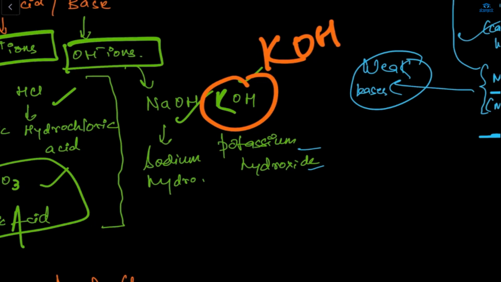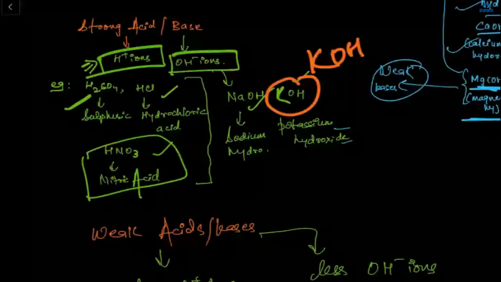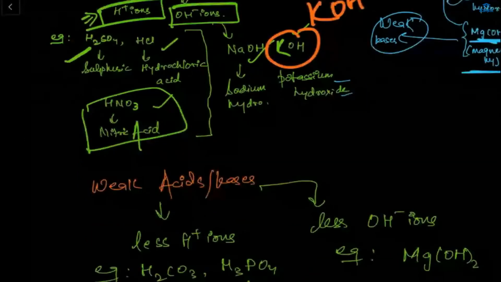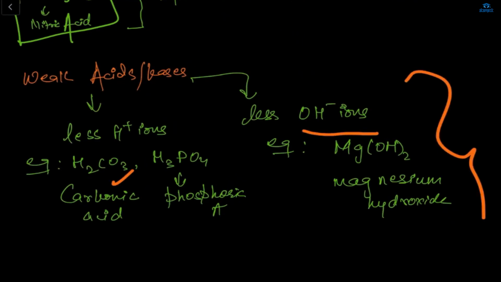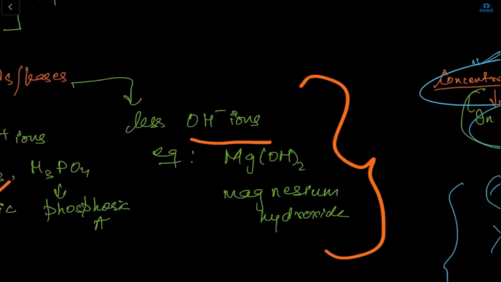Now weak acids and weak bases. Weak acids contain fewer H plus ions and weak bases contain fewer OH minus ions. For example, carbonic acid and phosphoric acid, H3PO4. For bases, magnesium hydroxide, Mg(OH)2.